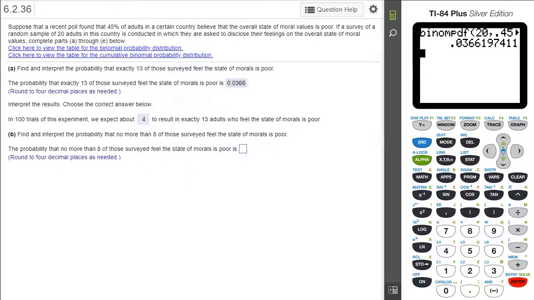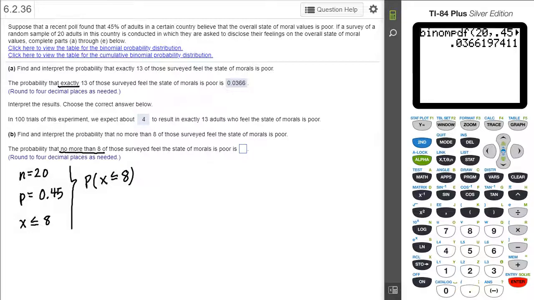The next part of the question asks us to find the probability that no more than 8 of those surveyed feel the state of morals is poor. Remember, our sample size is 20. The probability of success, people feeling that morals are poor, is 0.45, and the X value we're interested in is 8, but it's not equal to 8 anymore like it was in part A. Now we are no more than 8, less than or equal to 8. What we would like now to find is the probability that X is less than or equal to 8.